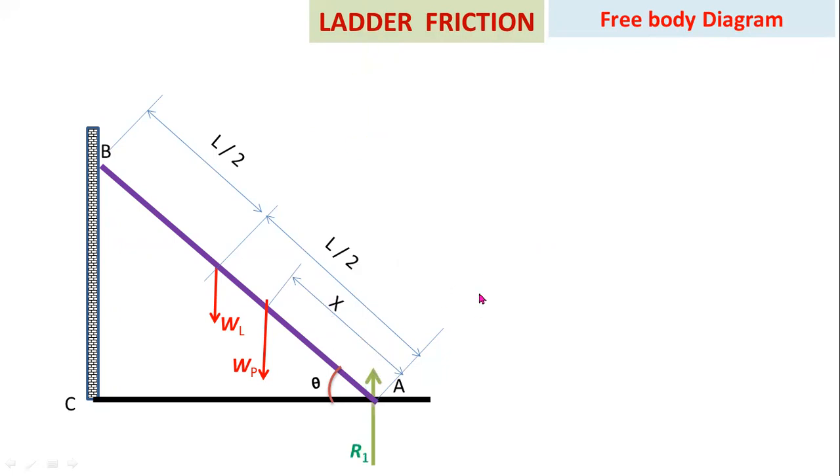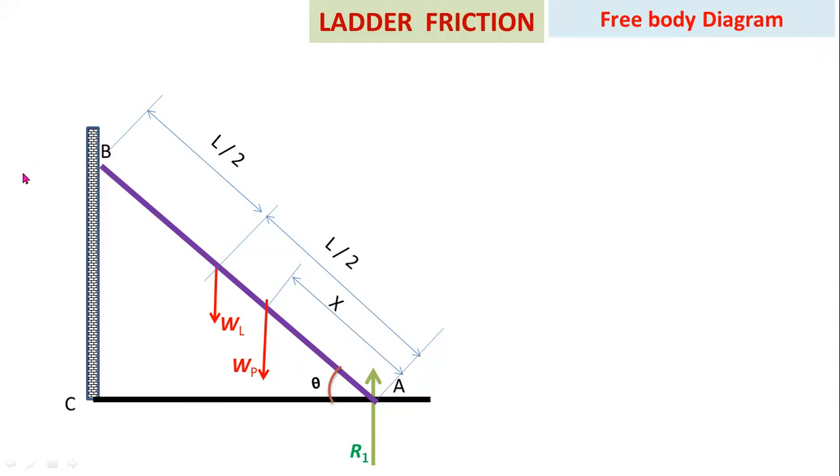Here R1 is the reaction force. Reaction force always makes an angle of 90 degrees with respect to the support. Here the support is horizontal. The floor is horizontal, so you have to consider a vertical reaction. In a similar way, this is a vertical surface, so the support is vertical.